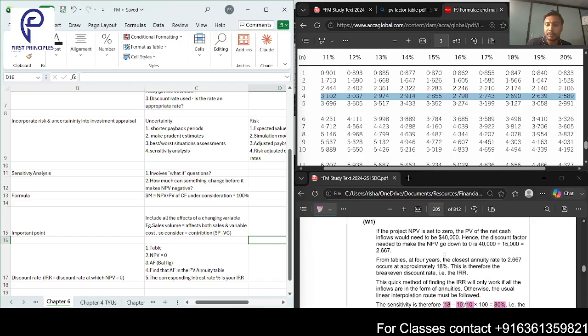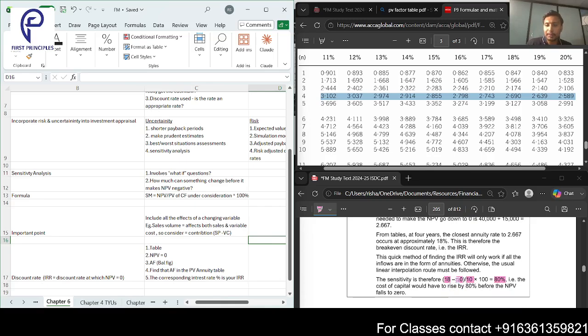There's a lot of sensitivity. So the new rate, IRR, is 18%, current rate is 10%. 18 minus 10 divided by the old rate, again 10, into 100, you'll get a percentage. So 80%, right? So now your cost of capital would have to rise by 80% before your NPV falls to zero. That's it. Okay, that is all this calculation is.